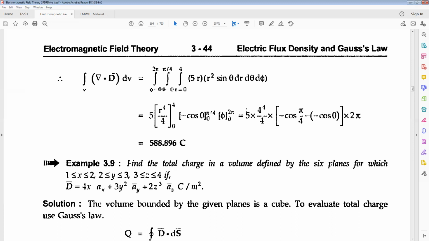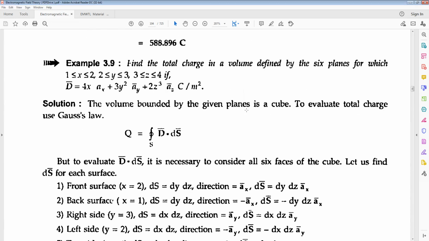Okay. Coming to the next example, in a similar way. Find the total charge in a volume defined by the 6 planes for which x varies from 1 to 2, y varies from 2 to 3, and z varies from 3 to 4. The D bar is given. The same thing, my dear students, Q is equal to the integral of D bar dot dS bar.